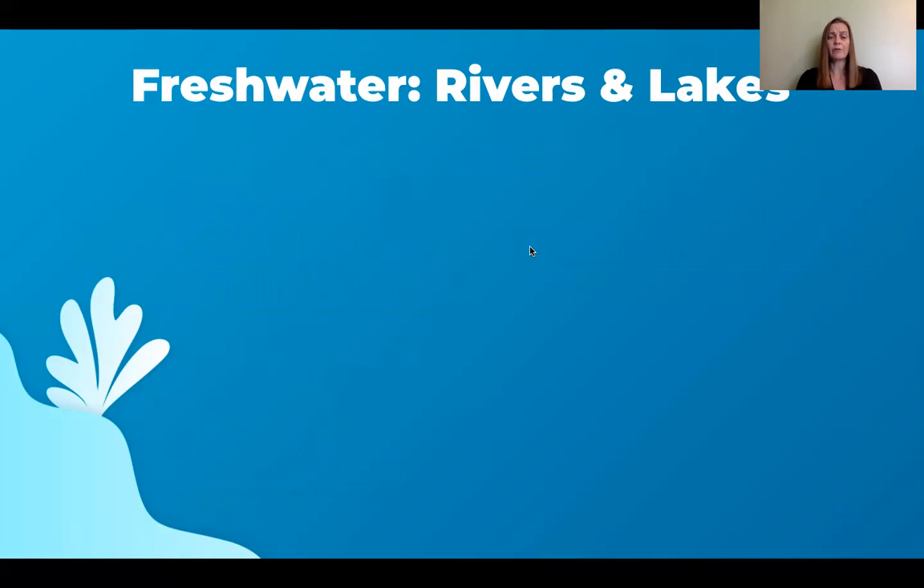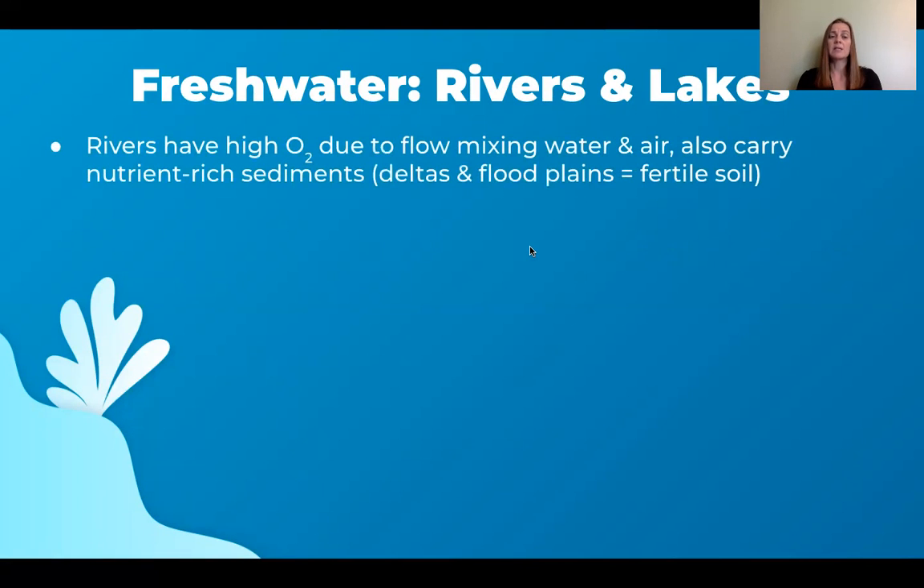So let's start with our freshwater aquatic biomes. Those would be rivers and lakes. Within rivers, of course, we can also talk about streams. So rivers and streams tend to have high dissolved oxygen levels because the flow mixes water and air. They tend to be cool, especially near their sources. Rivers particularly can also carry lots of nutrient-rich sediments, which when deposited, especially in seasonal flooding in those deltas and floodplains, can result in very fertile soil.